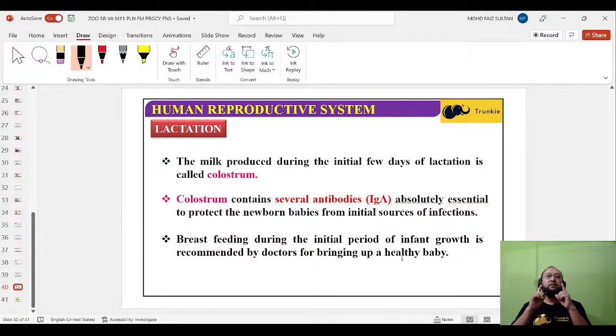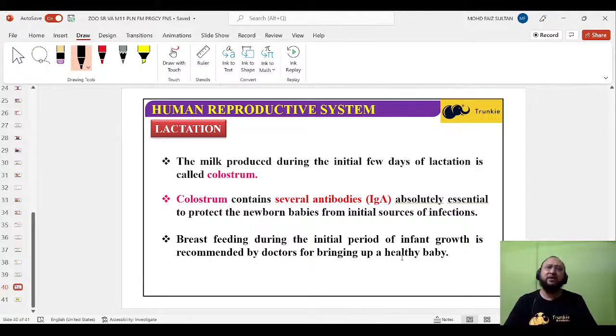This contains one of the very important components, that is the antibodies IgA in the milk of the mother, which goes to the body of the child during the feeding. The milk which is produced and accumulated to some extent before feeding is called colostrum. It is dense, thick colostrum, and contains several antibodies.